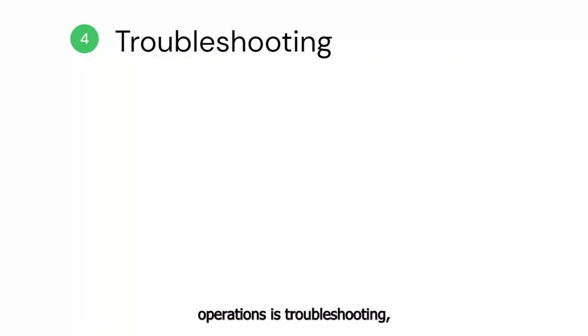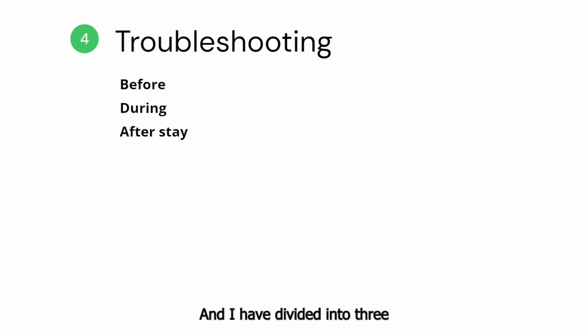Next in operations is troubleshooting, which is about dealing with problems guests are going to have before their stay, during the stay, and after the stay. And I have divided it into 3 different subsections because I feel there is a constant pattern to different kinds of problems people have in different stages.